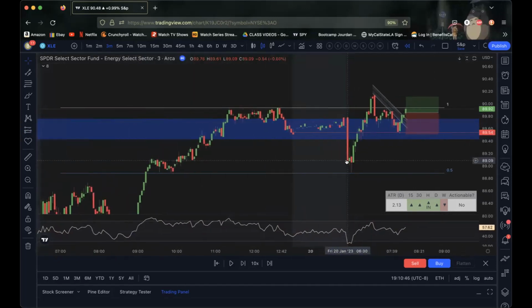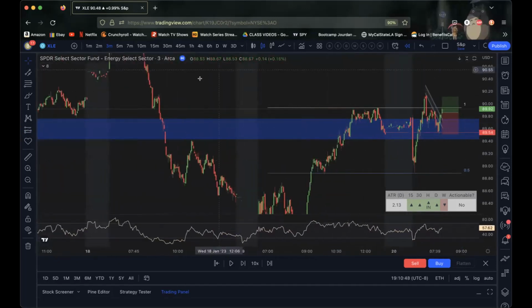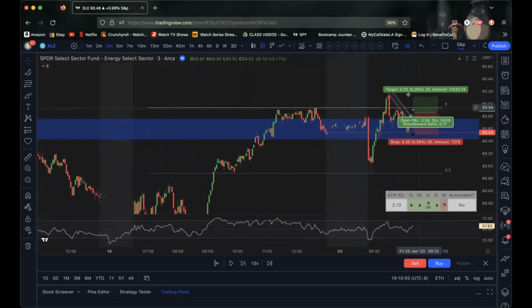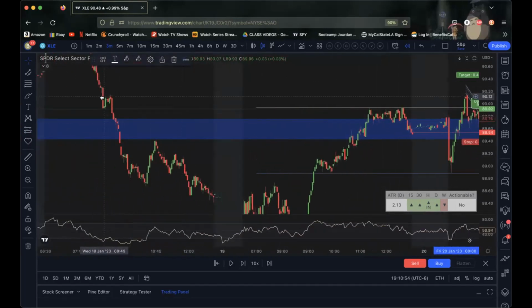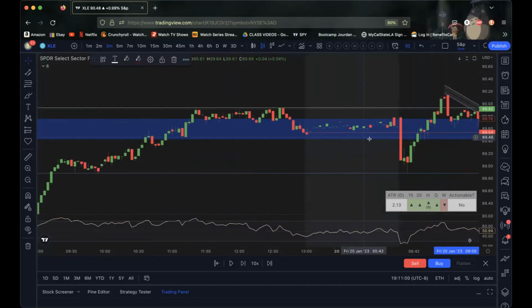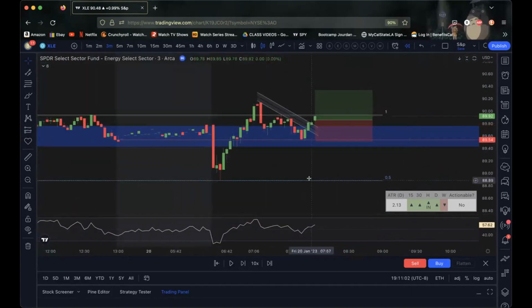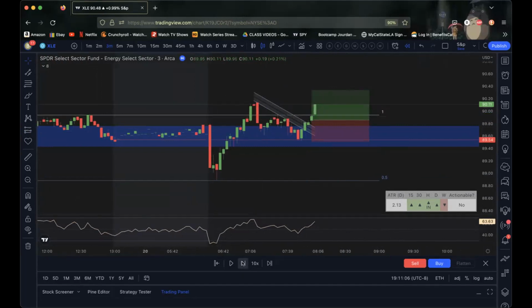Obviously you don't want to enter a trade unless you have a target. So I think I had my target somewhere over here. One of these pivots was my target. So let's see where I end up. I exited at 8:15. So let's see where we go to.